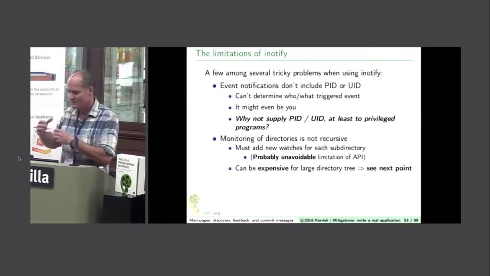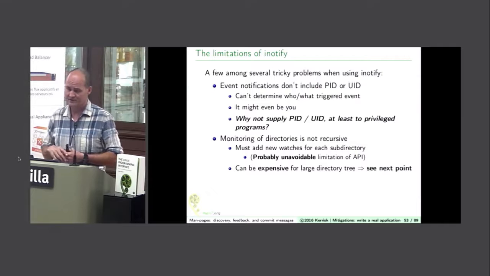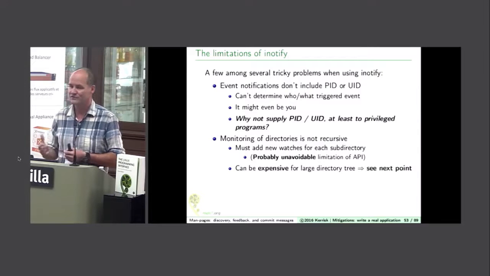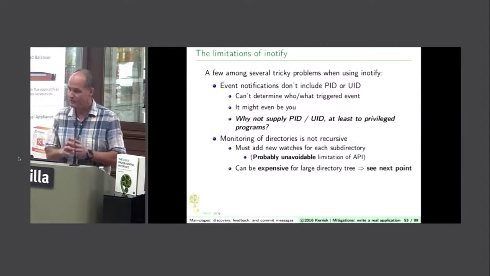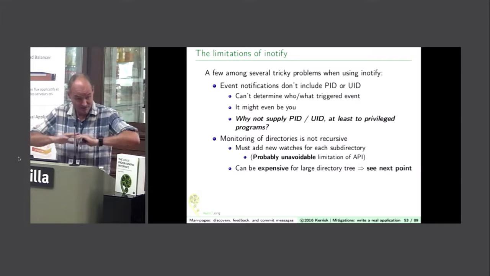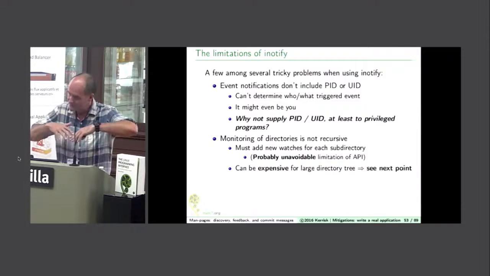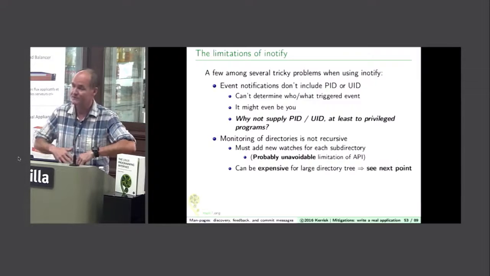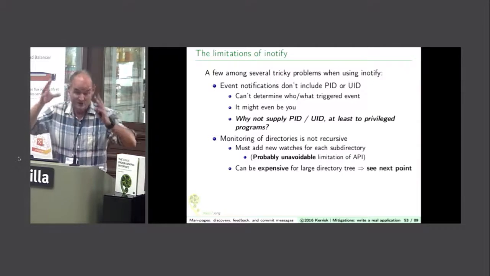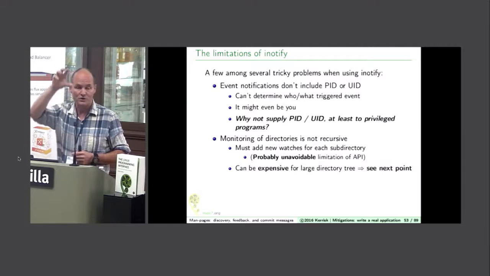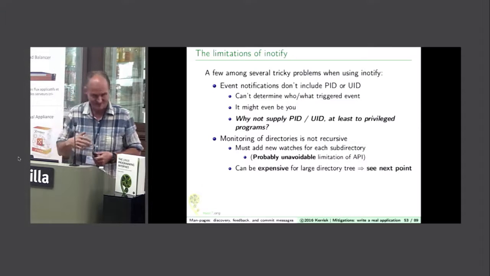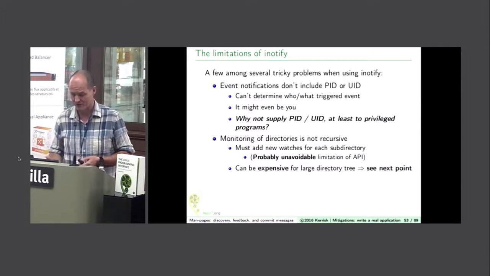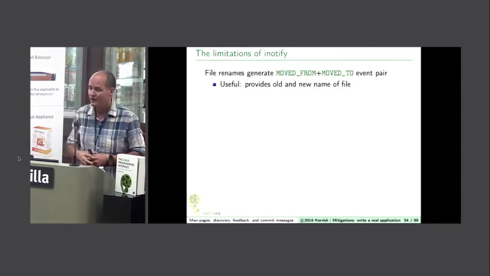This next point isn't so much a limitation of inotify as such. It's just, I think, an inevitable feature of the API that directory monitoring isn't recursive. If you have a directory you're monitoring, you'll find out about events for the immediate children of that directory, but not about subdirectories or subdirectories of those subdirectories and so on. If you want to monitor a directory tree, you have to create an inotify watch for every directory in the tree. This is just how it works. And I don't think there could really have been a way of solving this problem to make it better. But it has implications for the next point I want to talk about.